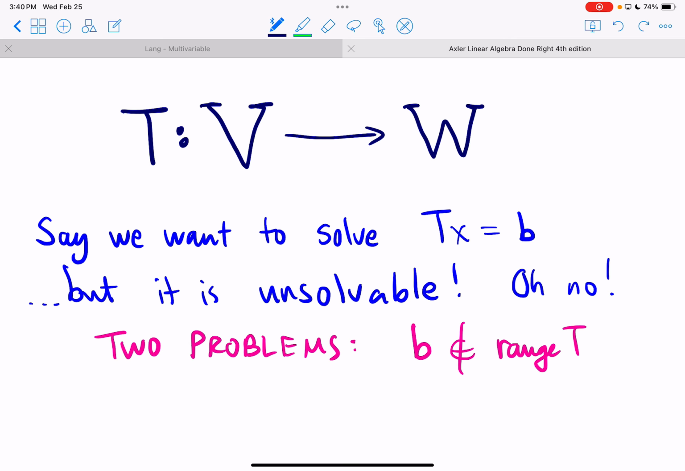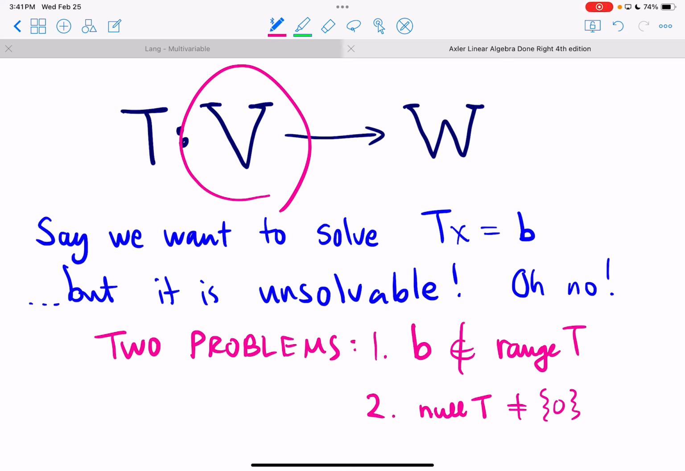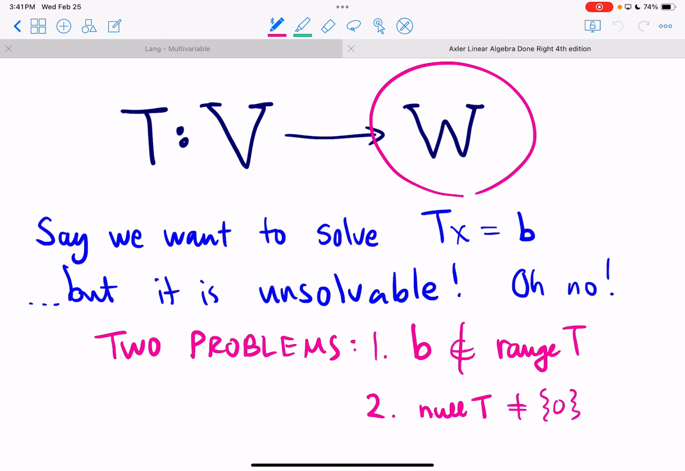B might not be in the range. That's problem one. Problem two is that null of T might not be 0. Null of T is in V. Range of T is in W. Two spaces, two problems. We need two solutions, the best of the best. Okay. So what is happening here?